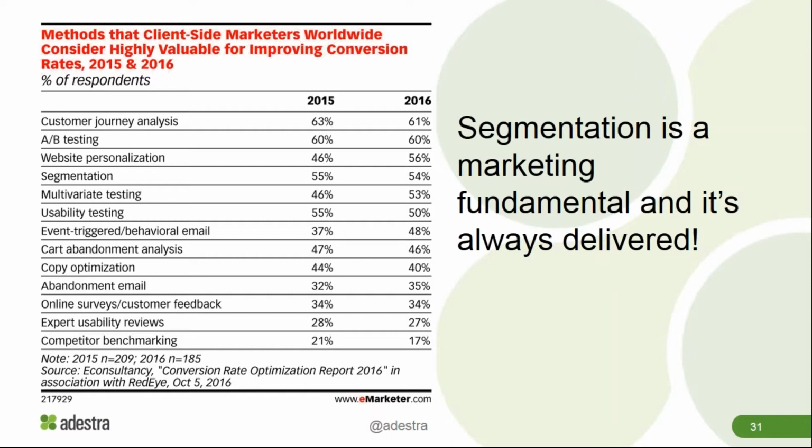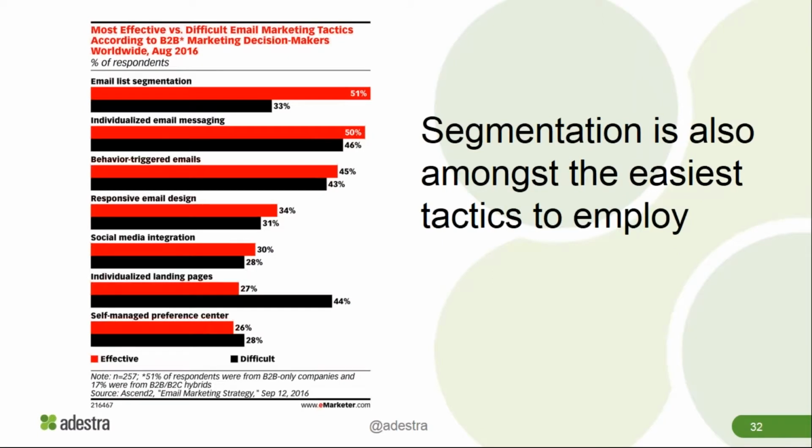But we also see that it's delivered really consistent results over the years, and this has been the same in our email industry census, which we've run for 11 years. It's always had really good results, and it's been very effective. In fact, in another study, you see that email list segmentation is the most effective and one of the least difficult on the list. So that's a really encouraging thing to see.